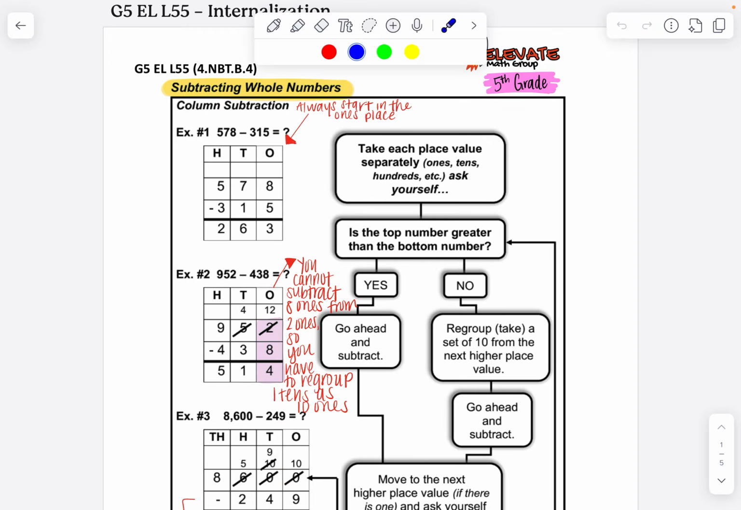Once students are able to identify that, yes, these digits are lined up correctly, then we jump into our first step for subtraction. We want to ask ourselves, is the top number, always starting in the ones place, greater than the bottom number? In this case, yes, it is, right? 8 is greater than 5. Yes. So then it tells us to go ahead and subtract. So 8 minus 5 gives me 3.